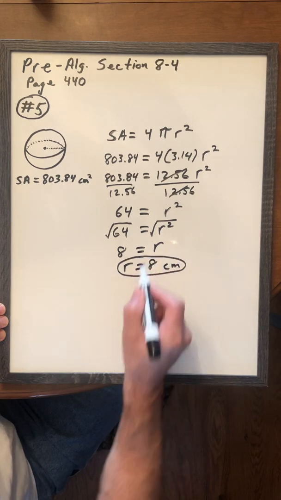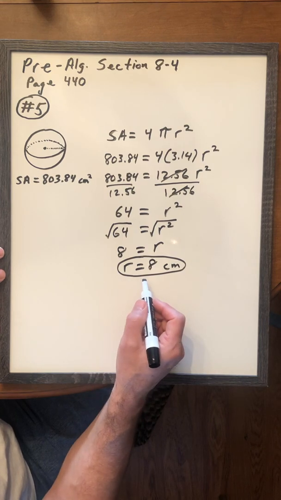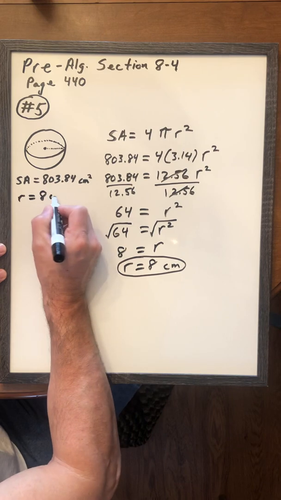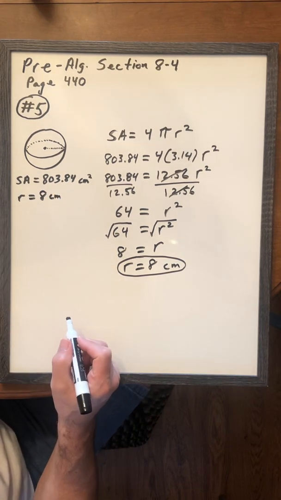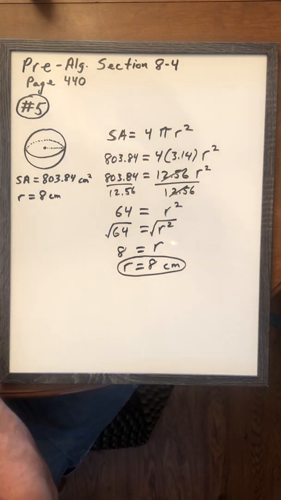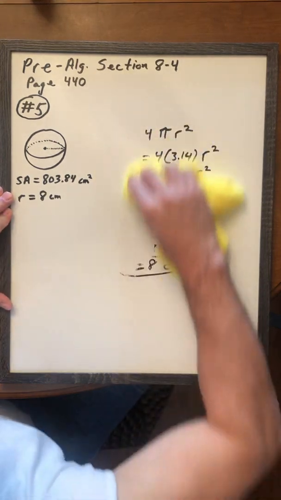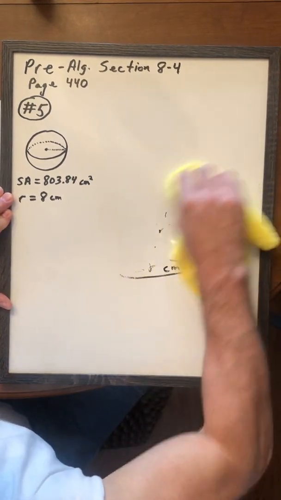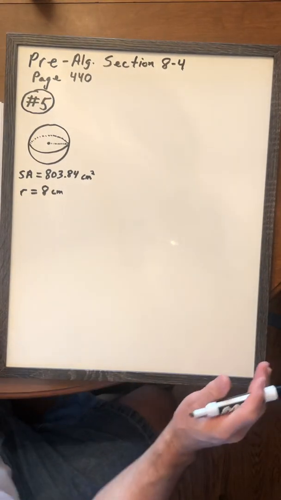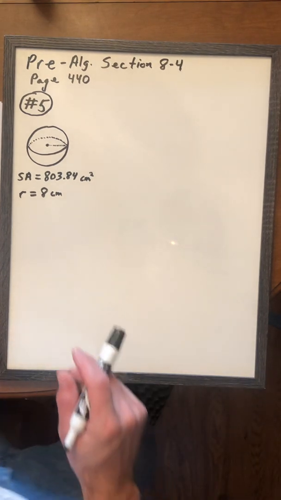So now I have my radius, which I needed to help me find the volume. So I'm going to take that over here, and I'm going to write r equals 8 centimeters so that I have my radius there. And again, I'm running out of space, so I'm going to have to erase, and then we can find the volume. So I take this off. And now we are going to find the volume.